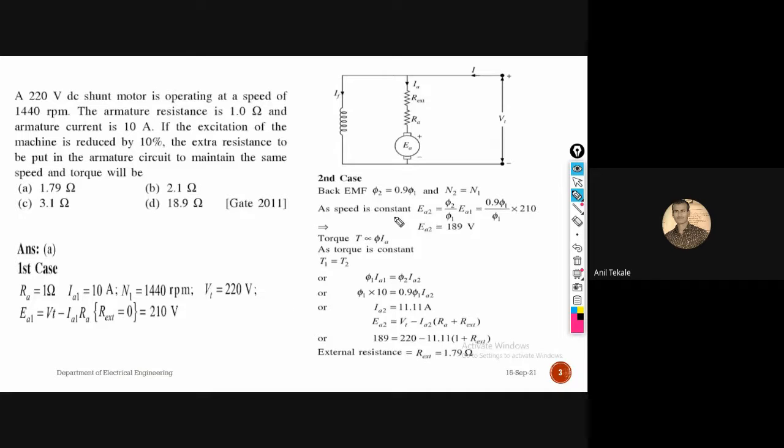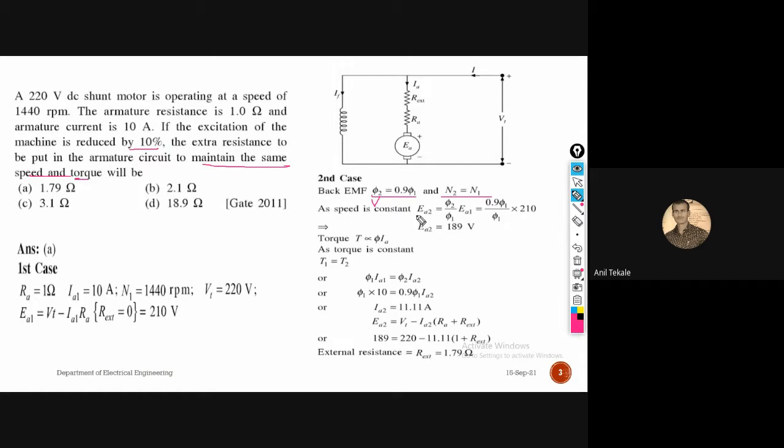Now the second case. It is told that the excitation of the machine is reduced by 10%, that means it will become 90%, that is 0.9. 10% is reduced, so it will remain 90. So we get the new flux phi2, that will be 0.9 phi1. The speed will be the same, because to maintain the same speed and torque, speed is constant.